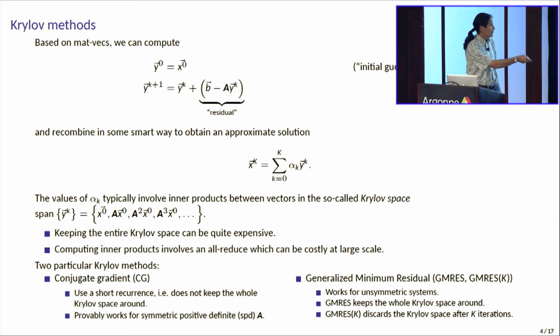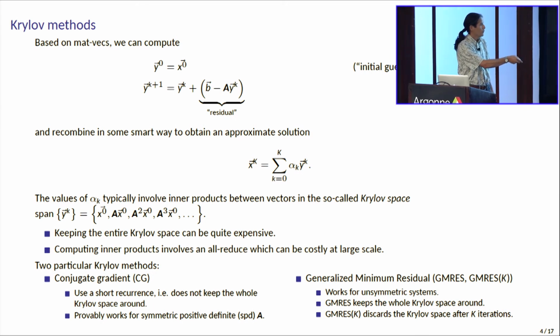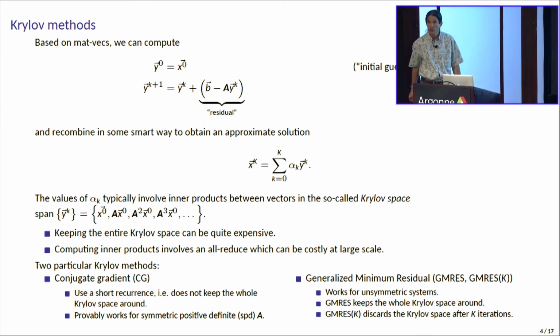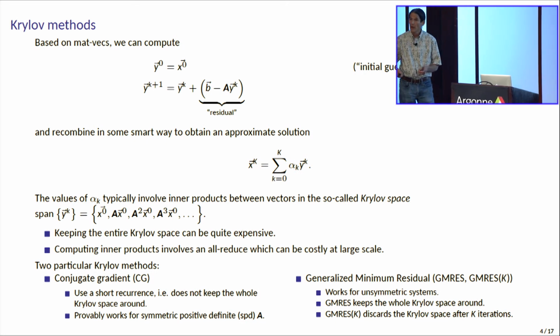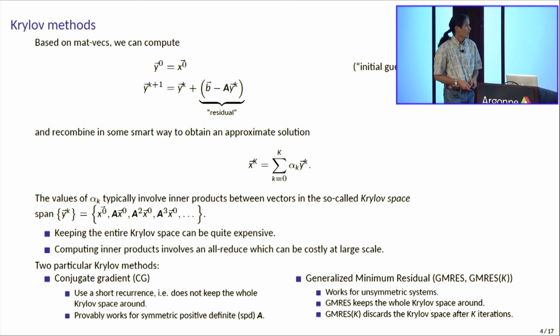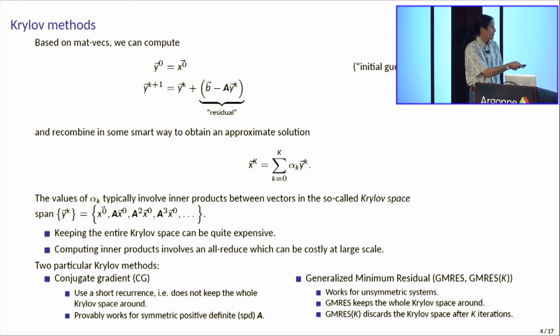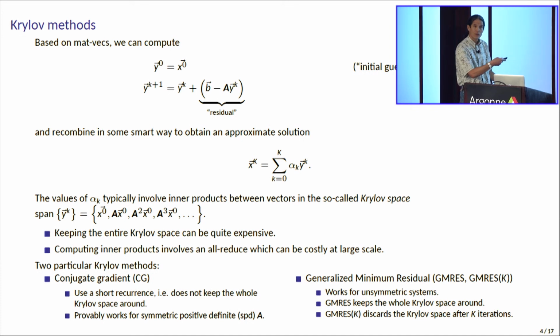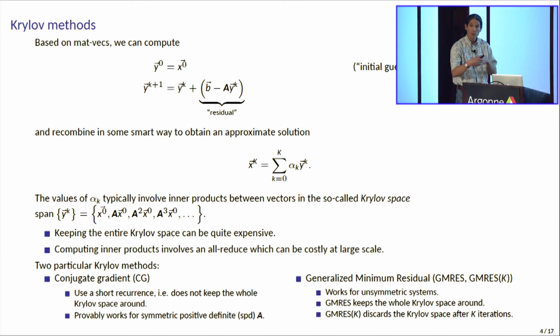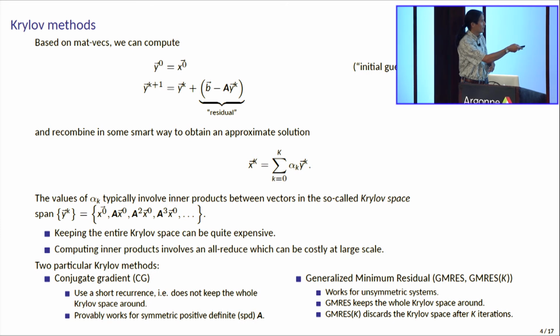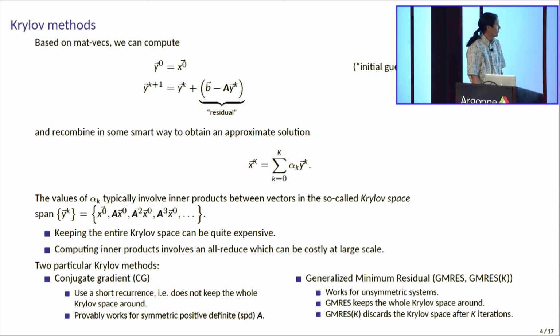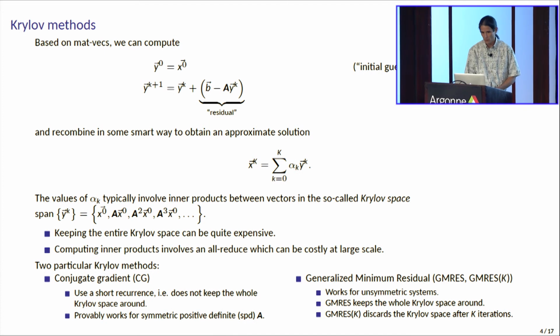The other main workhorse that we usually use is called generalized minimum residual, GMRES. This works for non-symmetric systems. One feature of GMRES is that you need to keep the entire Krylov space. You need to keep this entire space here. Now you can do something called restarting, which means after k iterations, you throw away the space and you restart. But that comes at a price in terms of convergence.